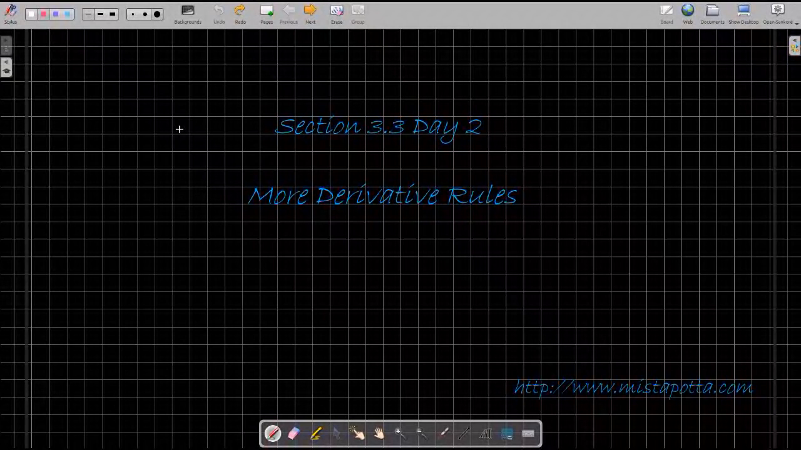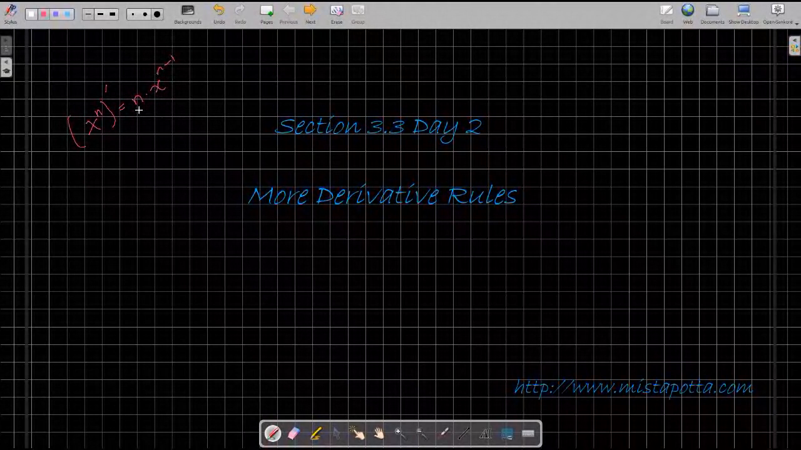You may remember in our last lecture we talked about the power rule, the idea that if I have x raised to some nth power and I want to take its derivative, I end up with n times x to the nth minus 1 power.